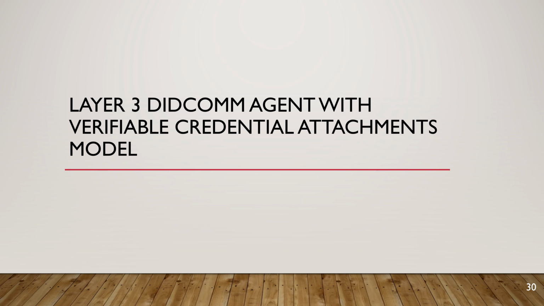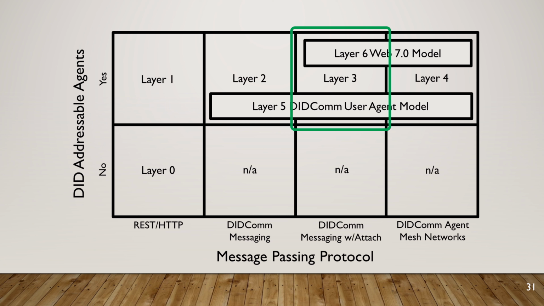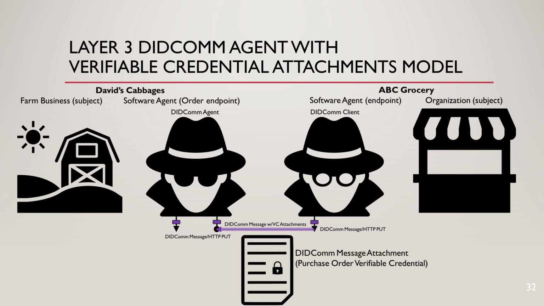Layer 3 is a tiny baby step moving from layer 2 to the right. In layer 3, all we're adding is the ability to attach an attachment to an existing DIDComm message. We have that illustrated here at the bottom. That's the DIDComm notation for a verifiable credential. In this case, it's a purchase order verifiable credential for 10 cabbages: ABC Groceries wants to order 10 cabbages from David's Cabbages, David's Cabbage Patch.